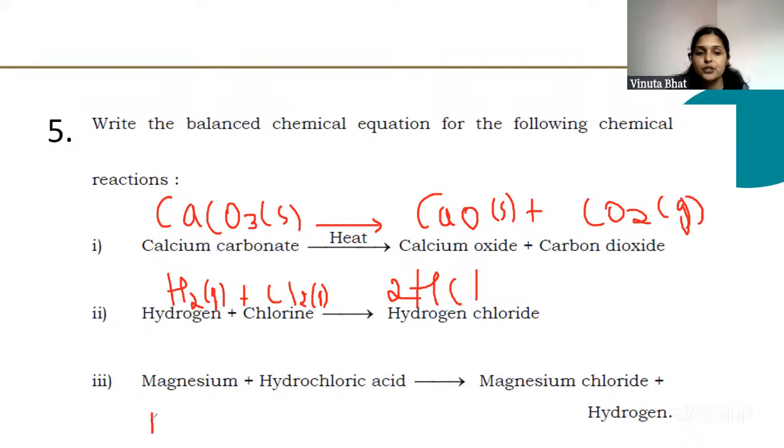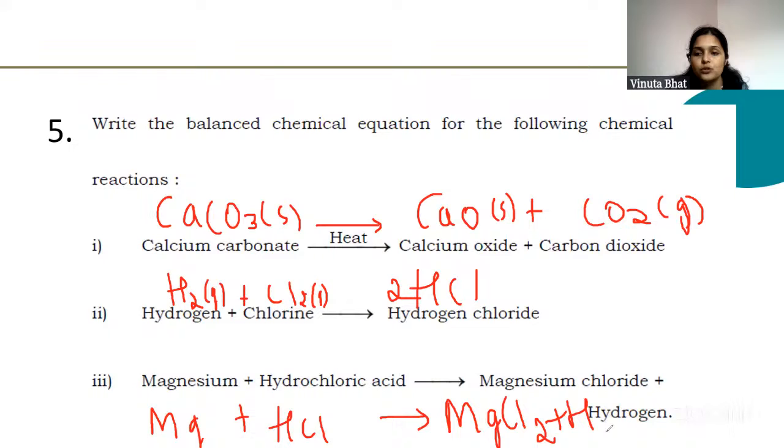Then magnesium, when it reacts with hydrochloric acid, forms magnesium chloride, MgCl2, plus hydrogen. So here also MgCl2, and 2HCl on the reactant side. So like this, you should write the balanced chemical reaction. Okay, mention the physical state of each reactant and the product.